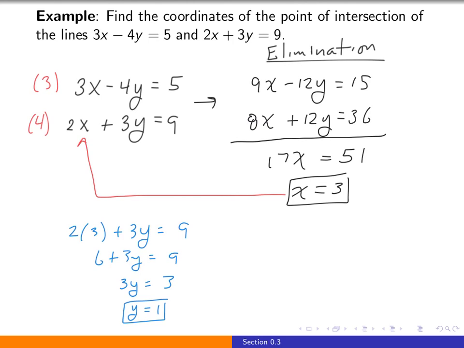Putting this together, the x-coordinate of our point of intersection is 3, the y-coordinate of our point of intersection is 1. So to summarize, two methods that we can use to find the point of intersection of lines: substitution or elimination, and depending upon the form of the two equations that you have, one form may typically work better than the other.